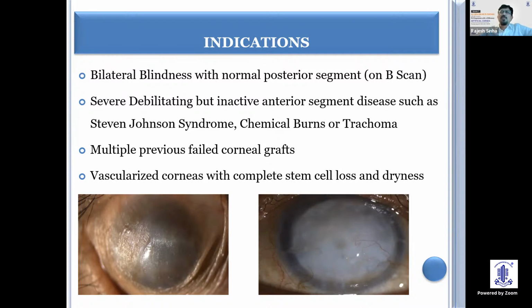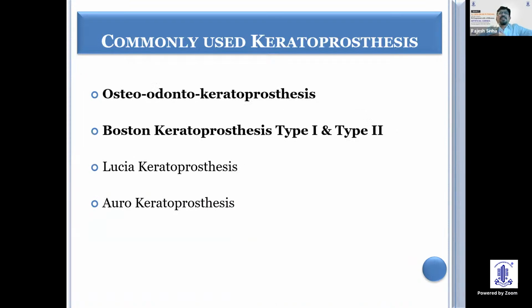Bilateral blindness with a normal posterior segment on B scan. Then if it's a very severe, debilitating and inactive anterior segment disease such as Stevens-Johnson syndrome, chemical burns, trachoma, etc., multiple previous failed grafts wherein the chance of graft failure is again very high. If it's a badly vascularized cornea with complete stem cell loss and dryness, all these can be considered as indications. And there are many keratoprostheses that have been described, as I said earlier, the Pintucci and other ones also.